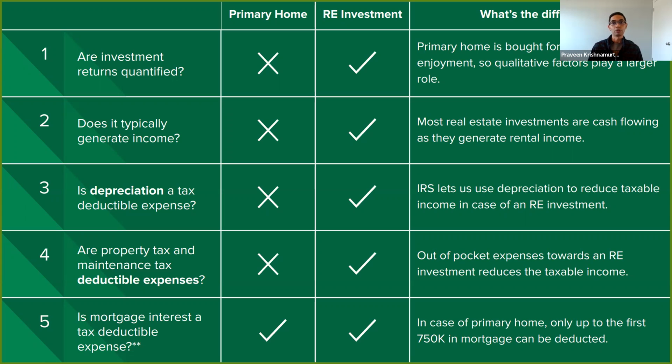A primary home is, by and large, when you're staying in it, a money losing venture, as in you put more money towards it for the upkeep, for furnishing, for property taxes. Whereas in real estate investments, yes, you have expenses, but they're offsetting your rental income. That's a huge advantage. One aspect where they are similar is that with both a primary home and a real estate investment, you can deduct mortgage interest. Of course, with the primary home, the limit is 750,000. With traditional real estate investment, there is no limit. So that's one area where it's similar.